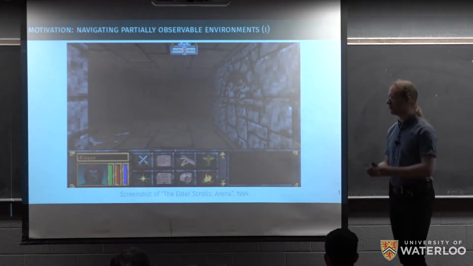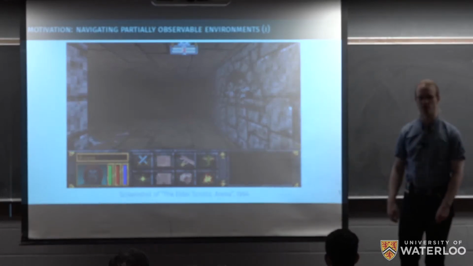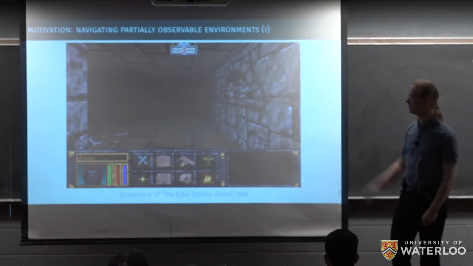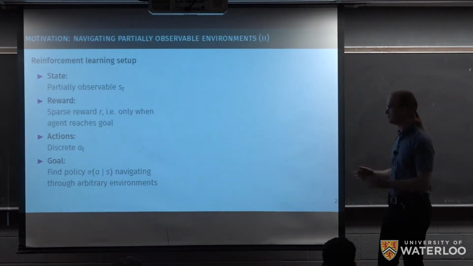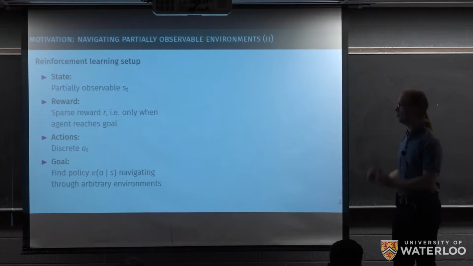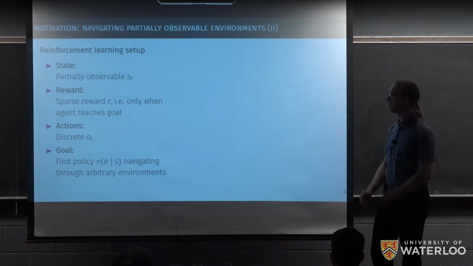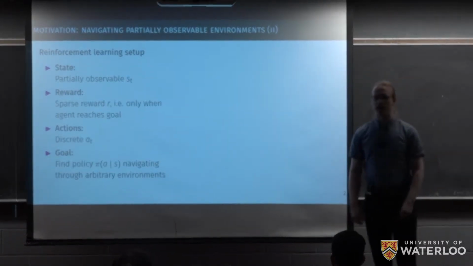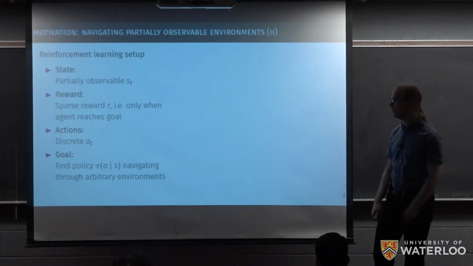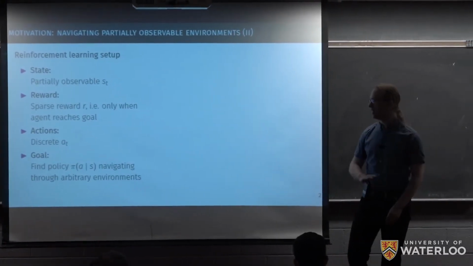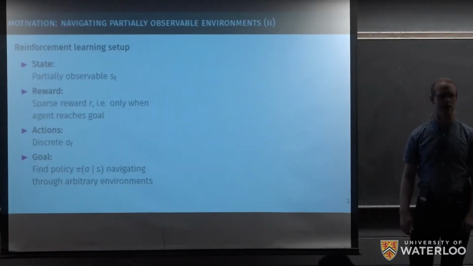The next step is that what the agent is actually going to see is probably a 3D rendering of this 2D environment. So he's probably going to see something like this. To summarize the overall scope of what we're trying to solve here, we have a reinforcement learning setup where we have a partially observable state and we have a sparse reward. So the agent only gets a reward when it actually reaches the goal. And here we assume that we have a discrete set of actions, and our goal is to find a policy for navigating arbitrary environments.